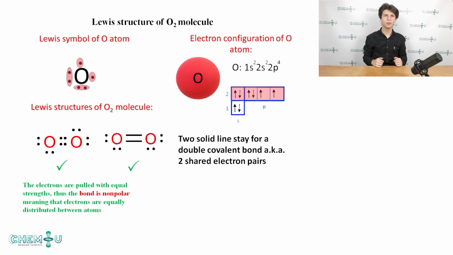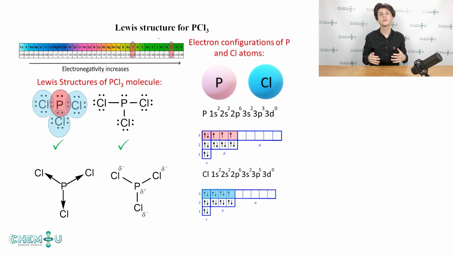Here's an oxygen molecule, O2. It consists of the same atoms with equal electronegativity. So the electrons are pulled with equal strength, thus the bond is nonpolar, meaning that electrons are equally distributed between atoms. And here's the phosphorus chloride, PCl3, from our previous video.